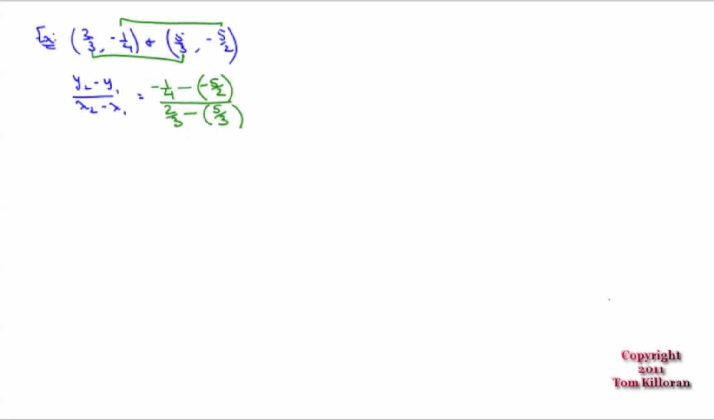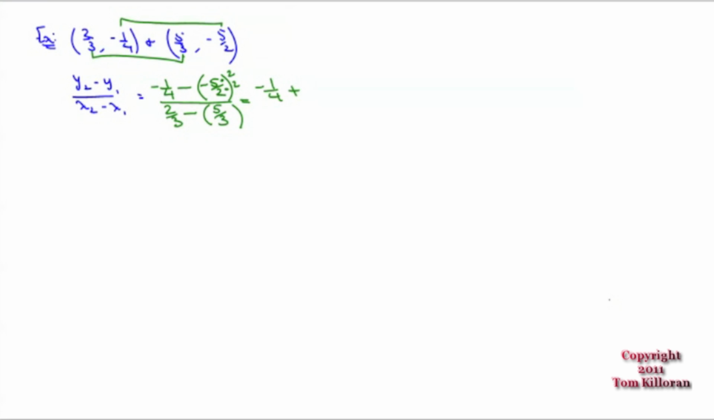Okay. Now, what do I need in the top? I need a common denominator. Common denominator between 1/4 and 5/2. 4. So I'm going to first change this negative negative into a positive. So this is negative 1/4 plus. Now what is 5/2 in terms of fourths? Well, to change the 2 into a 4, what do you have to do? Multiply by 2. If you multiply the bottom by 2, you better multiply the top by 2.